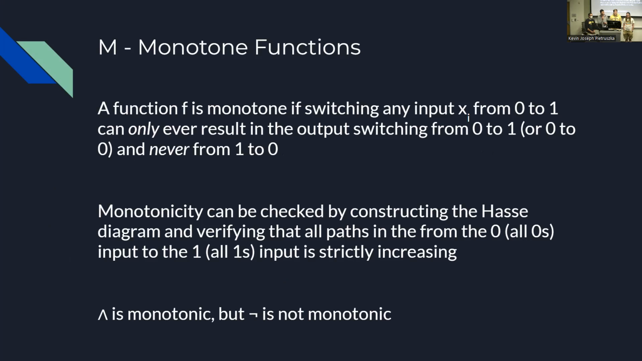Next, we have M, the set of monotone functions. A function F is monotone if switching any input xi from 0 to 1 can only ever result in the output switching from 0 to 1 or from 0 to 0, and it never results in the output switching from 1 to 0. We can check monotonicity by constructing the Hasse diagram for a given function, and we can then verify that all paths from the 0 input, which would be all zeros, to the 1 input, which would be all ones, are non-decreasing.